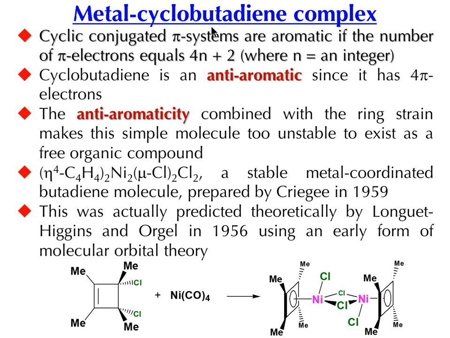When cyclobutadiene is bound to a metal M, the bond stabilizes this cyclobutadiene. For example, we have a nickel complex containing a cyclobutadiene ligand, and it was a stable metal coordinated cyclobutadiene molecule prepared in 1959. And this was predicted theoretically by some organometallic chemists in 1956 using an early form of molecular orbital theory.